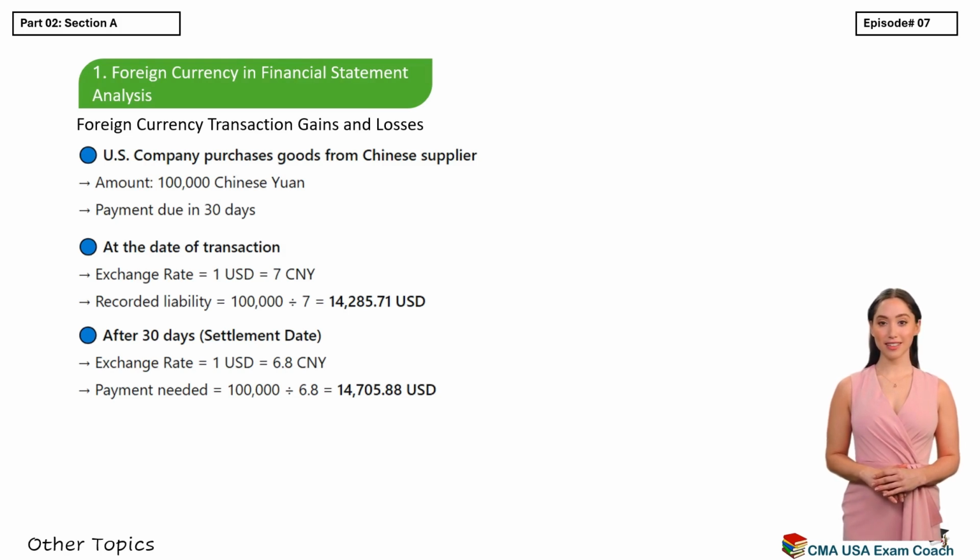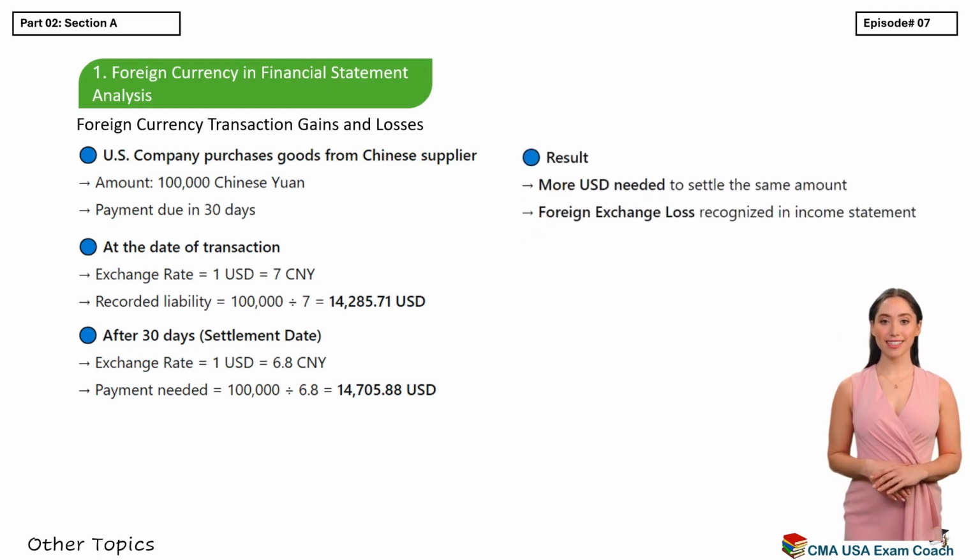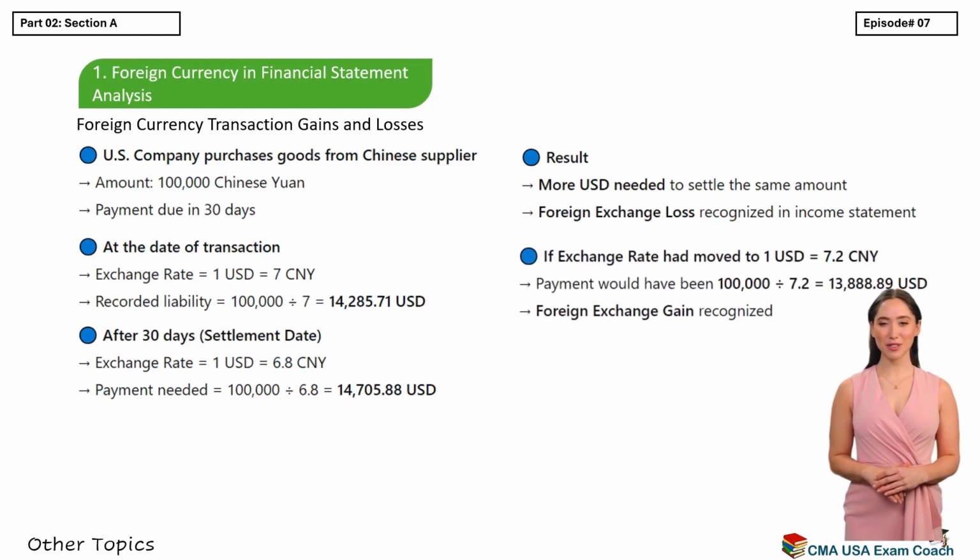Similarly, if the US dollar had strengthened against the yuan, you would pay fewer dollars and recognize a foreign currency gain. In short, if the foreign currency strengthens against your home currency, you face a loss. If the foreign currency weakens, you record a gain. Now, moving to the second part, foreign currency translation. This comes into picture when you have a foreign subsidiary.